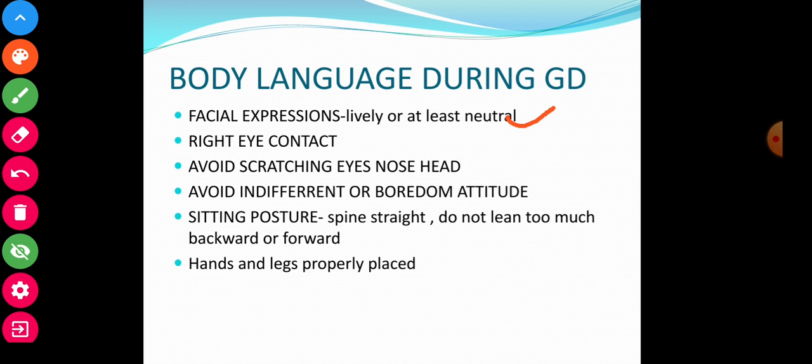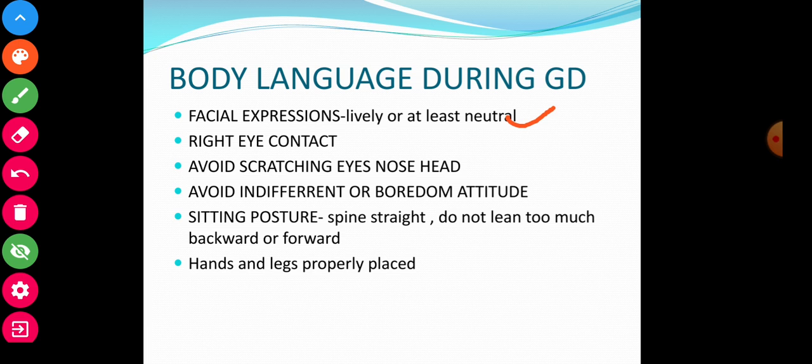You can lean slightly forward all the time so that it appears that you are interested in the group discussion. Your hands and legs must be properly placed. Your legs firmly placed on the ground. Do not jump up your legs, and your hands must be resting on your lap.